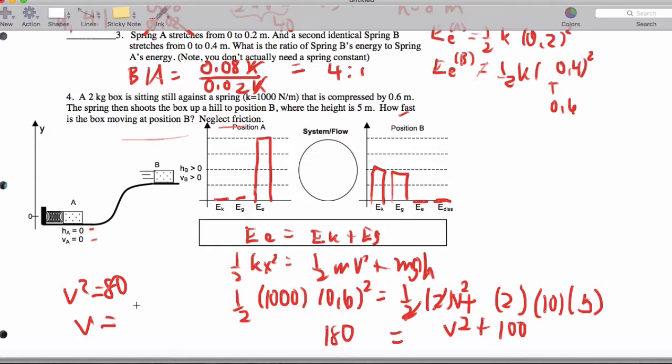Let me just double check that. So the square root of 80 ends up being, like I said, a little under 9, 8.94 meters per second. So that's page 1.